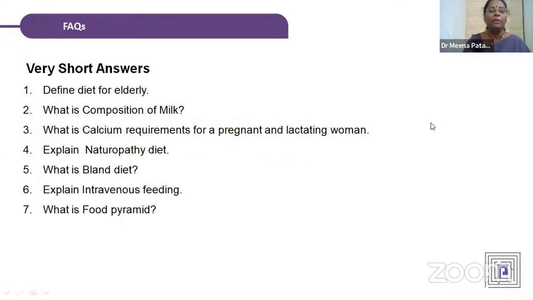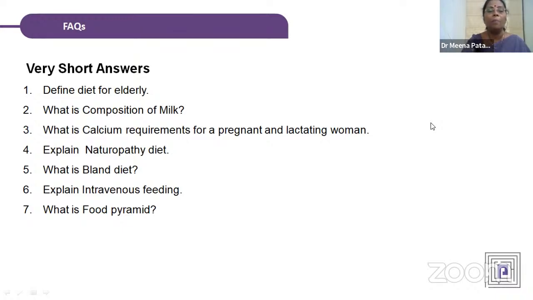Very short answers. Define diet for elderly, that is number 1. What is the composition of milk? 2. 3 is what is calcium requirement for a pregnant and lactating woman? 4, explain the naturopathy diet. 5, what is bland diet? 6, explain intravenous feeding. 7, what is a food pyramid?